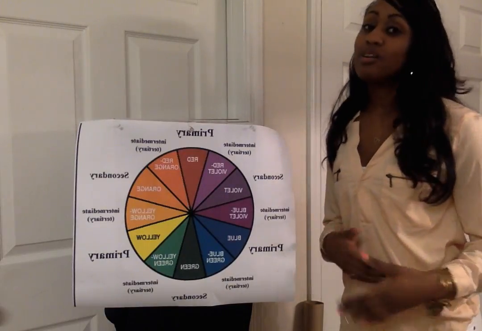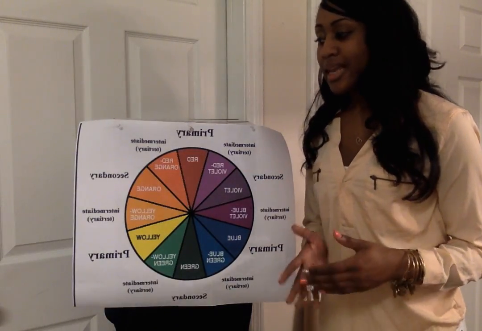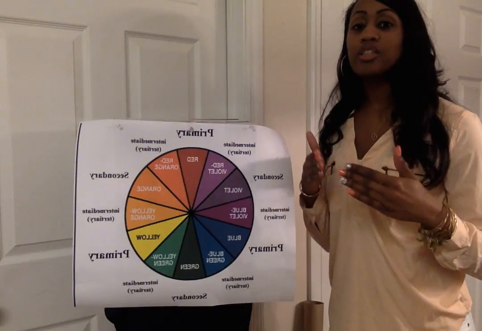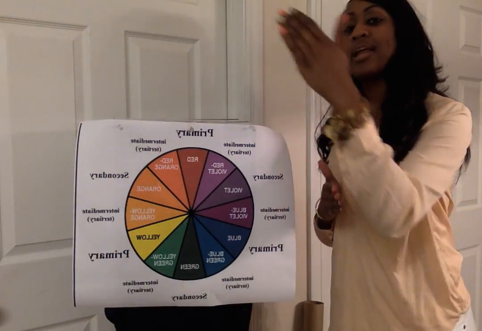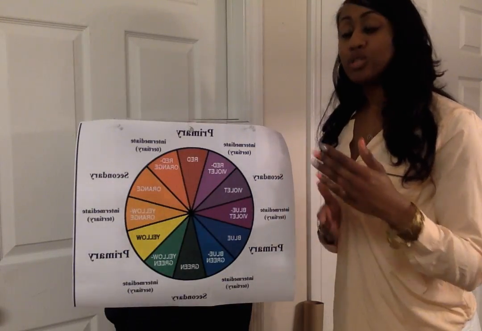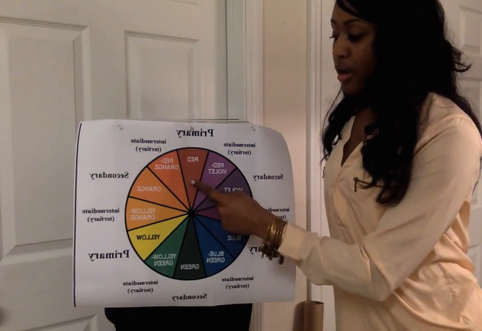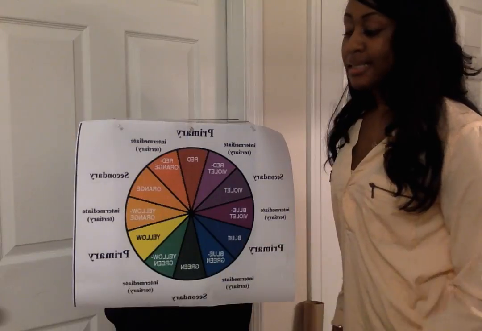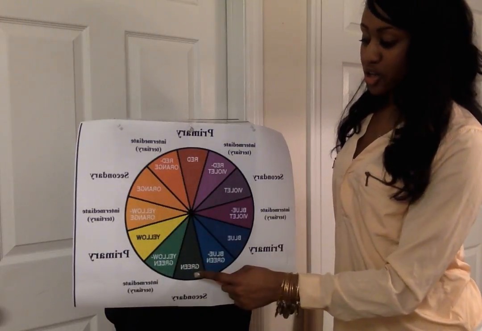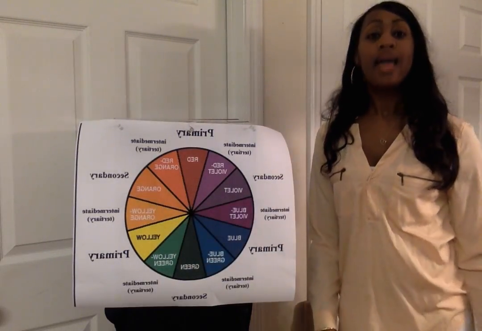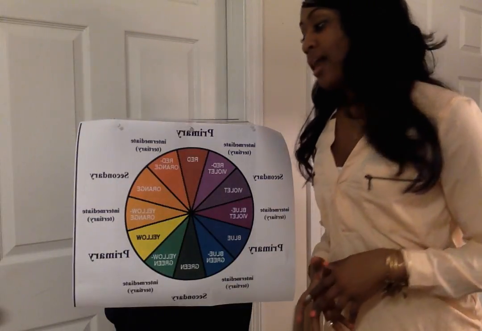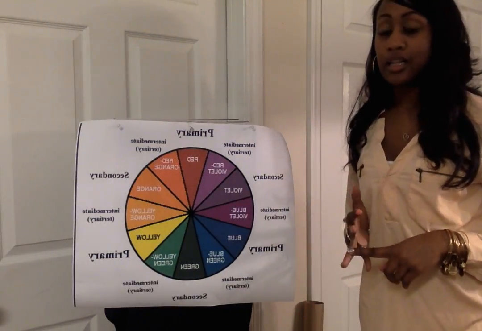So, let's move on to our secondary colors. These are going to be your colors. It's another triangle, but it comes in between those other 3. I'm going to show you. So, primary, red, yellow, blue. Secondary, orange, green, violet. Now, orange, green, and violet are going to be your secondary colors.